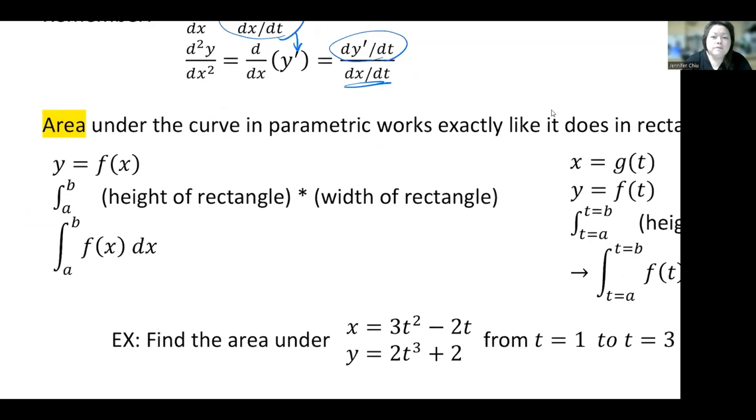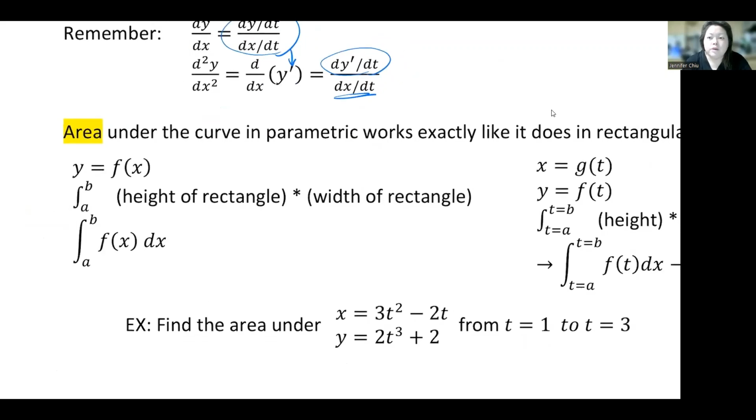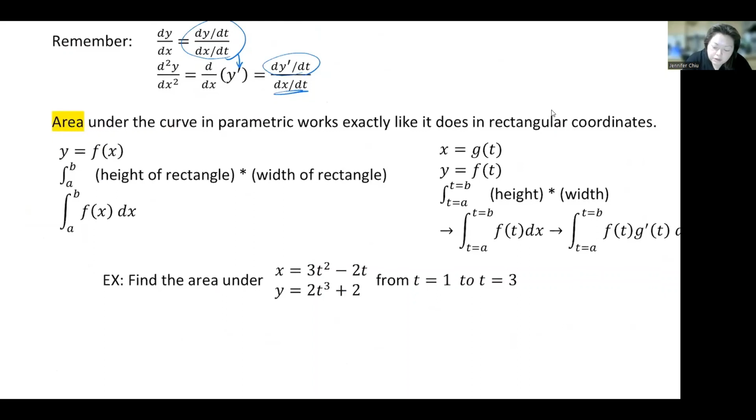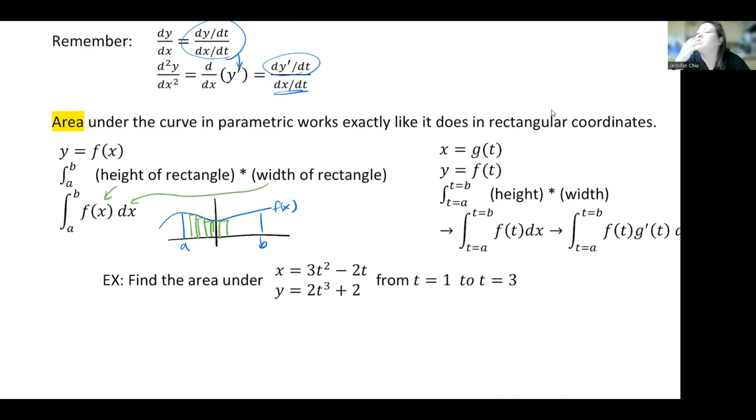All right, so area under the curve in parametrics works exactly the way it does in rectangular coordinates. So keep in mind that when you were doing your integral for rectangular coordinates from before, here's your f of x, and you have this region from a to b. What you're essentially doing is adding up rectangles underneath so that you can fit perfectly under the curve, so you can have the exact area. The height of the rectangle is your function, and the width of your rectangle is your dx, and that will give you your integral, your area under the curve.